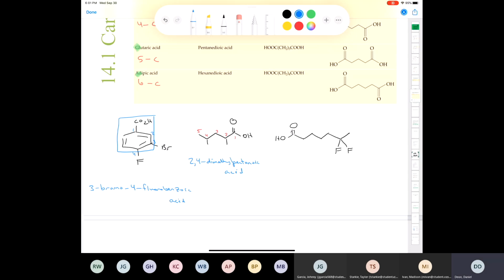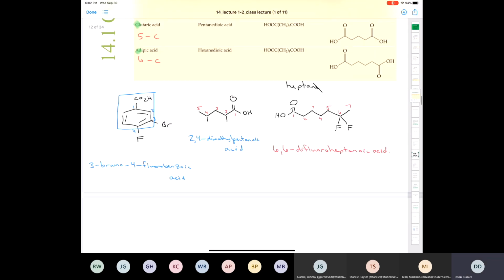All right, and somebody put 6,6-difluoroheptanoic acid, Johnny. Let's see here. We got 1, 2, 3, 4, 5, 6, 7. Yeah, so if we have a 7-carbon hydrocarbon, right, that would be heptane. We scratch off the E, it becomes heptanoic acid. And we've got 2 fluorines on carbon 6. And so that would be 6,6-difluoroheptanoic acid, like that. All righty. There we go. So that's a little practice with carboxylic acid nomenclature.